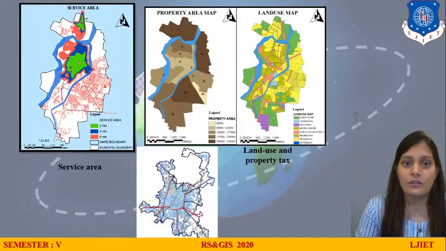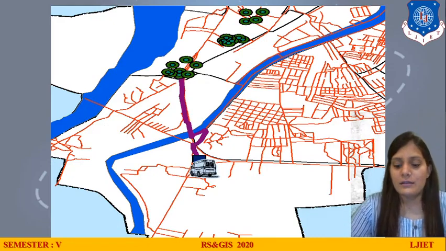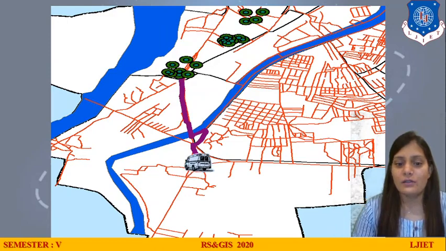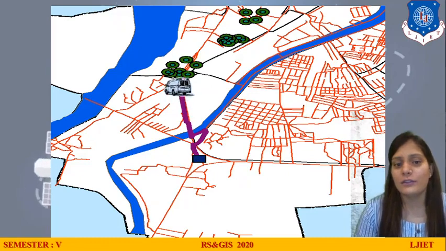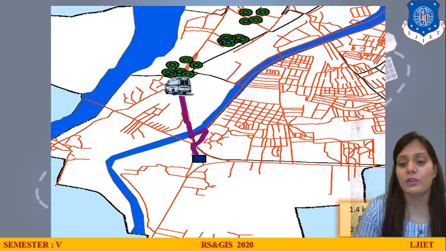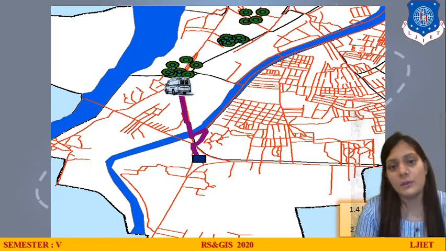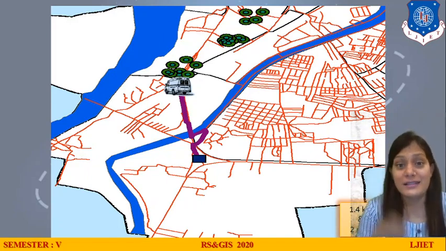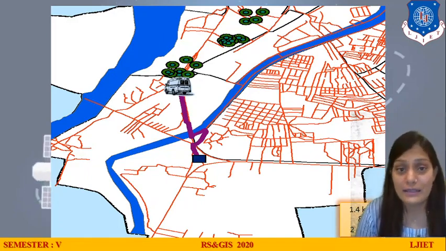Next, I would like to draw your attention here. I have shown the shortest path that I can find. This can also be used for solid waste management trucks, and even for the ambulance system. It will take 1.4 kilometers and 2 minutes to reach this destination. This can be done in GIS, and it is the best example of GIS: network analysis.